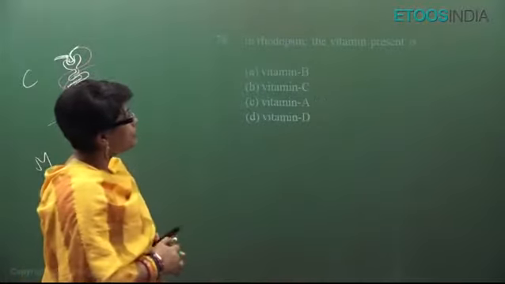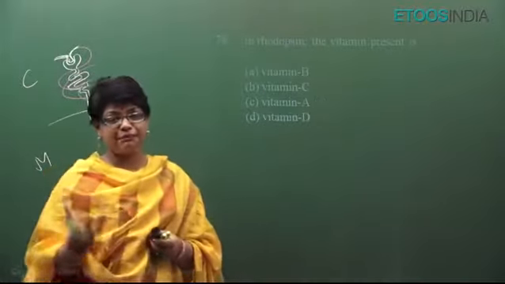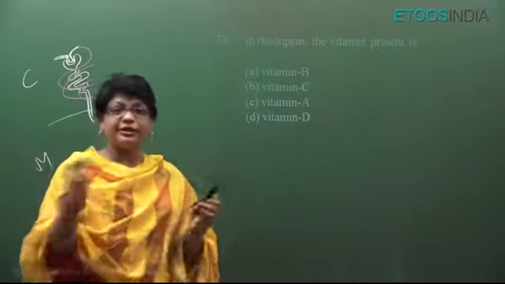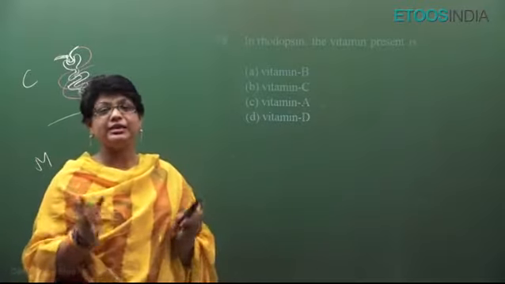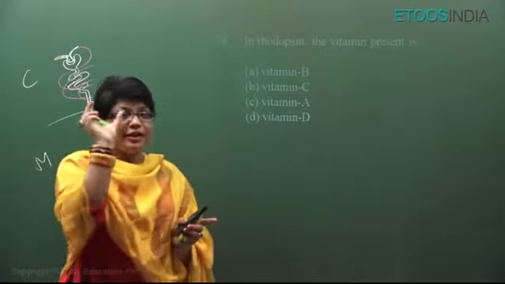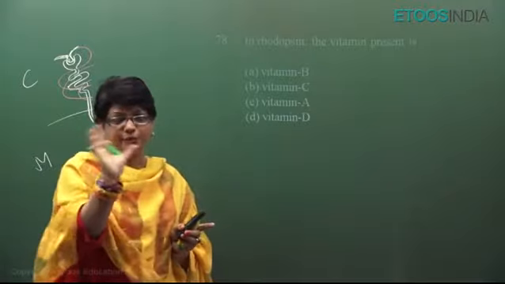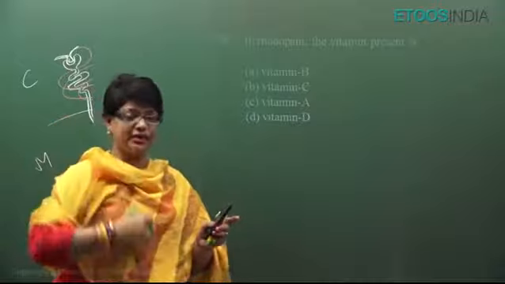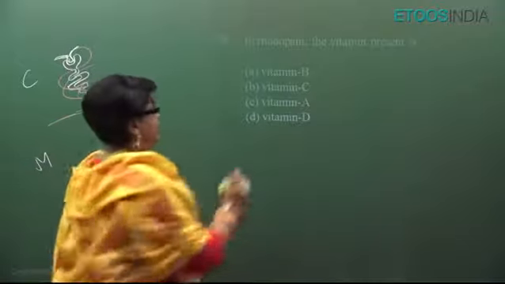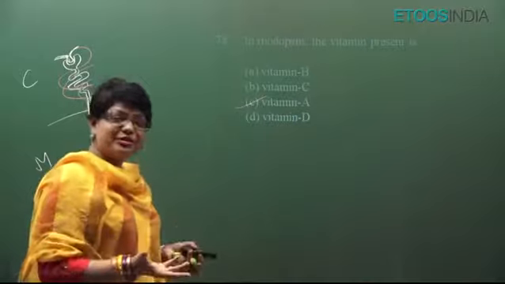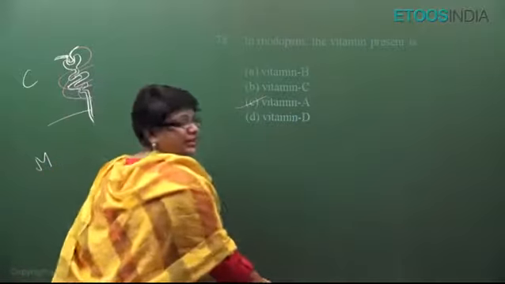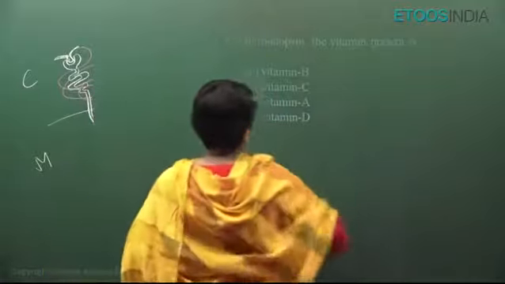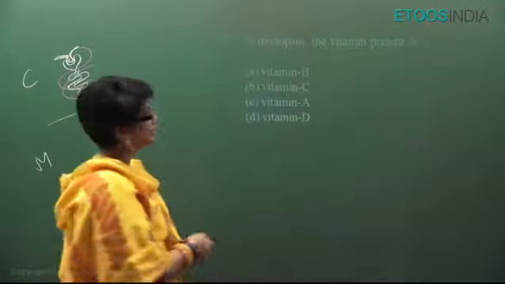Now, in rhodopsin, the vitamin present is... Rhodopsin is the pigment present in rods, visual purple. Iodopsin is in cones. Whether it is rhodopsin or iodopsin, it contains retinal plus opsin. That retinal is the same in rods and cones, while the opsin structure is a little different. Opsin is a protein. Retinal is an aldehyde, and in both, retinal is a derivative of vitamin A. So in rhodopsin, the vitamin present is vitamin A. That forms retinal, which is a part of rhodopsin. That is why vitamin A deficiency leads to night blindness.